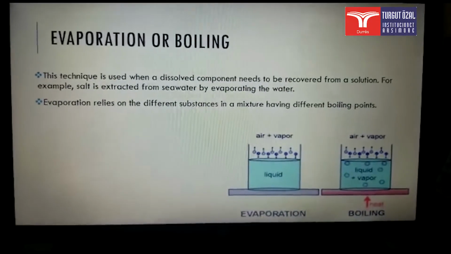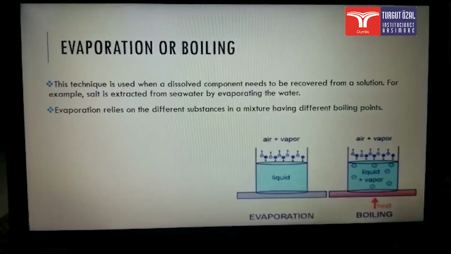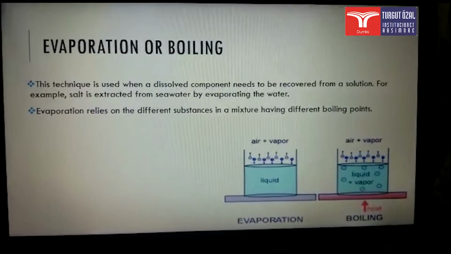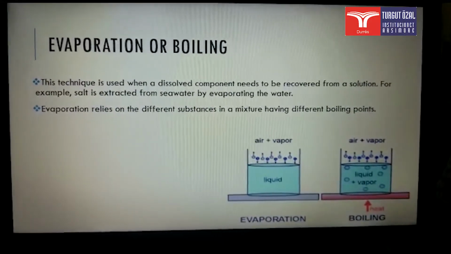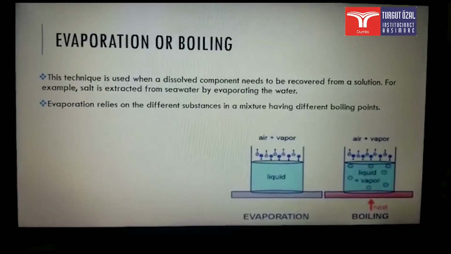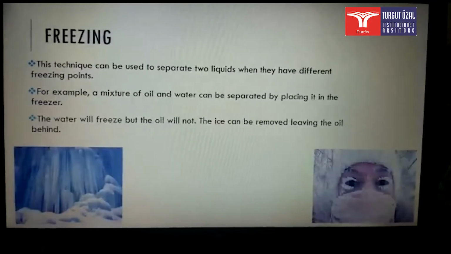Evaporation or boiling. This technique is used when a dissolved component needs to be recovered from a solution. For example, salt is extracted from seawater by evaporating the water. Evaporation relies on the different substances in the mixture having different boiling points.